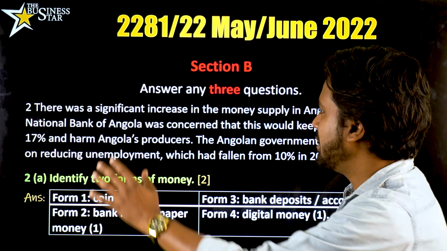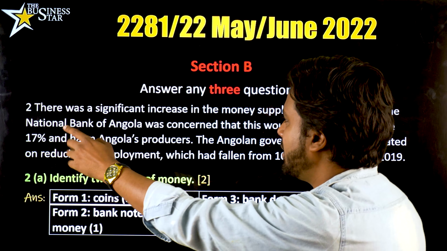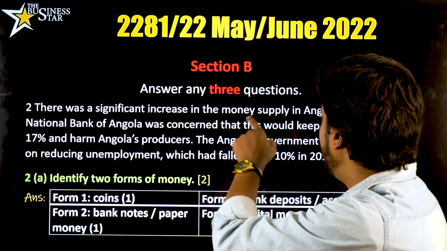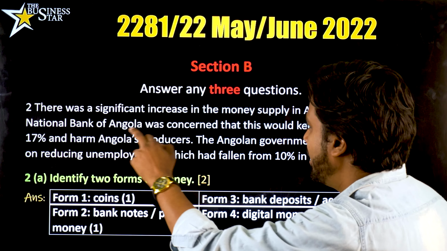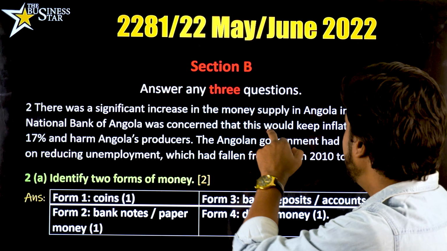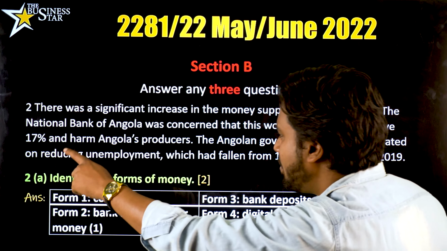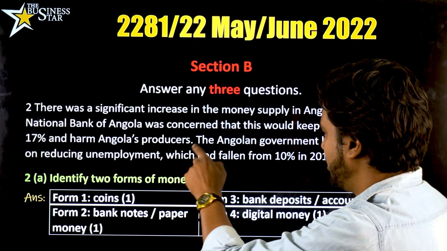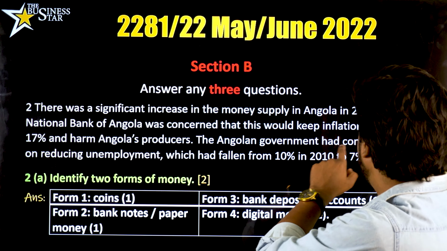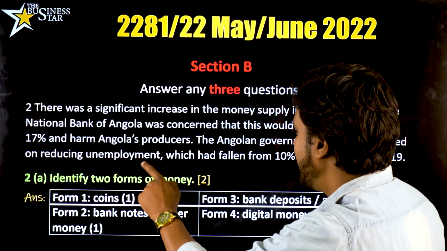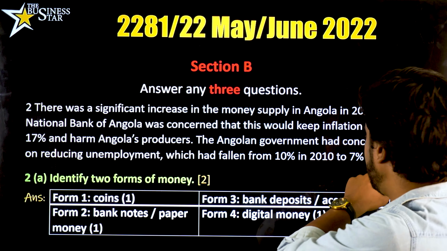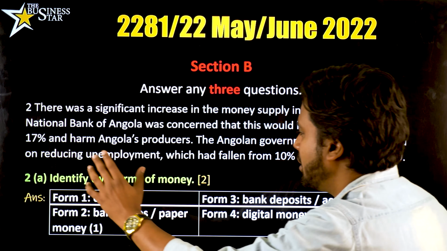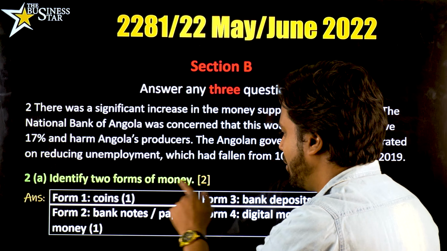The first question is question number 2, which is: there was a significant increase in the money supplied in Angola in 2019. The National Bank of Angola was concerned that this would keep inflation above 17% and harm Angola's producers. The Angolan government had concentrated on reducing unemployment, which had fallen from 10% in 2010 to 7% in 2019. So question number 2a is: identify 2 forms of money.